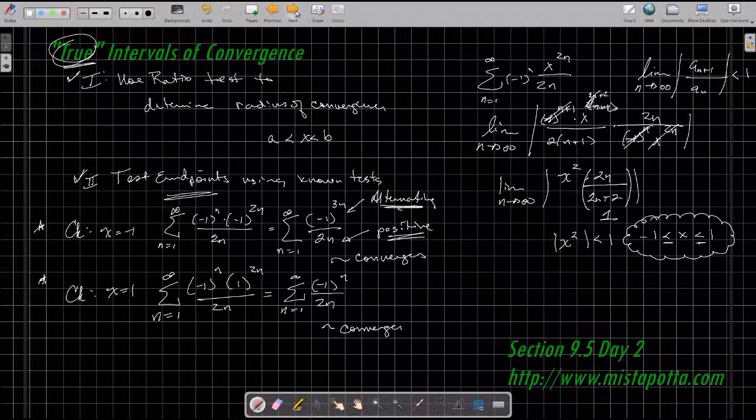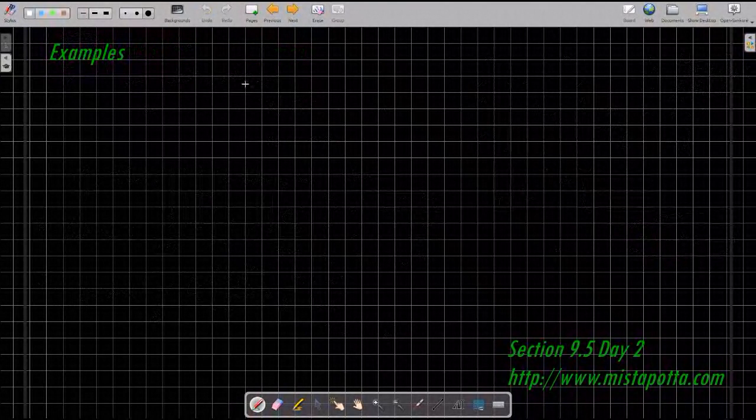But I'd like to do another example of this. So let's take a look at the sum from n equals 1 to infinity of 10x to the n over n. So looking at this, I'm using the ratio test. Remember, step 1 is to use the ratio test.